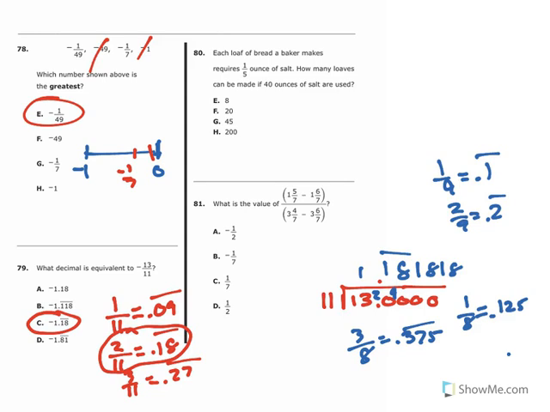Number 80 is very simple, right? If 1/5 of an ounce of salt per loaf, really we're doing 40 divided by 1/5, so we're multiplying 40 by 5, so we should get 200 pretty easily there.